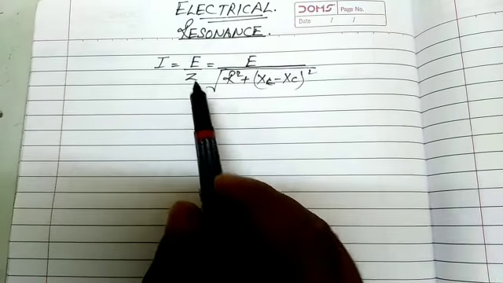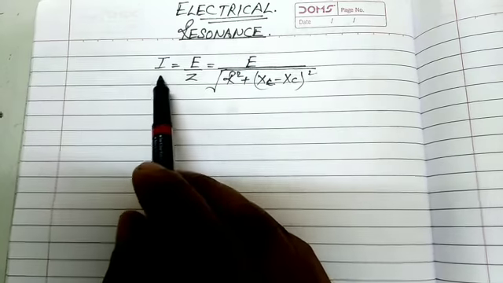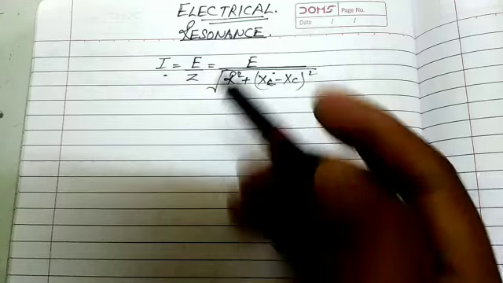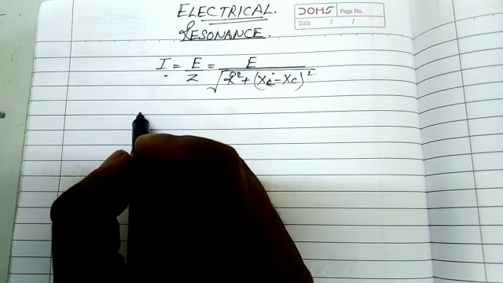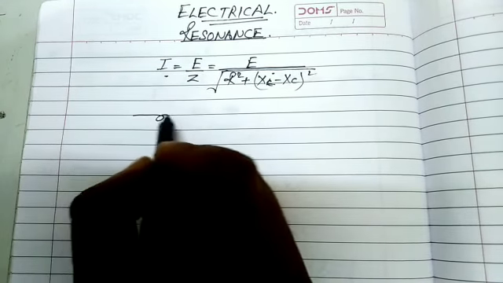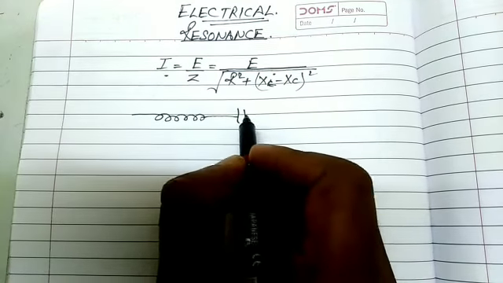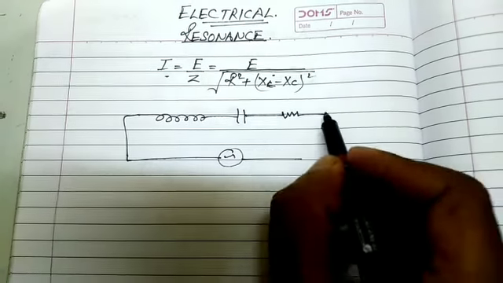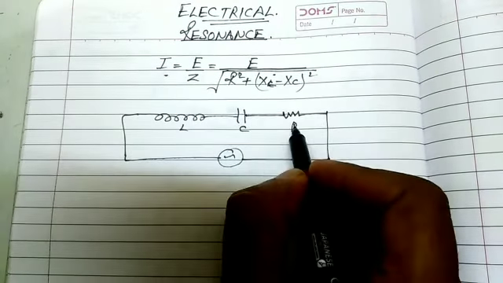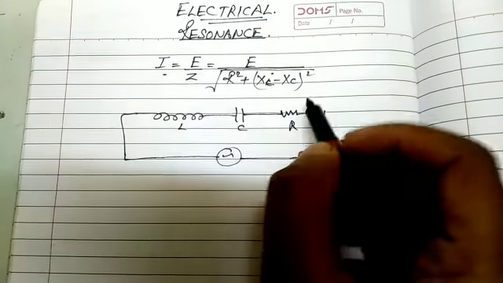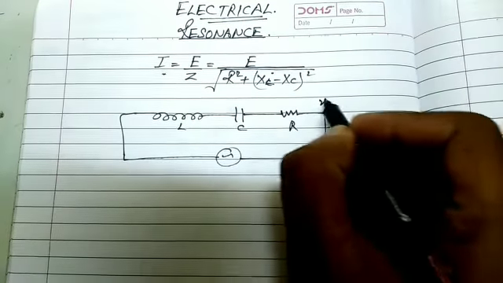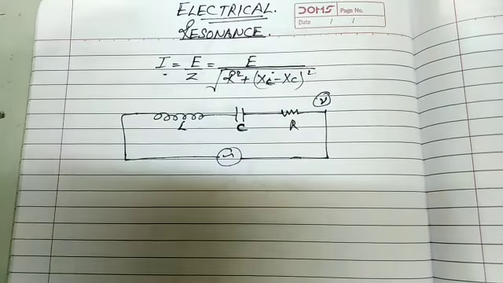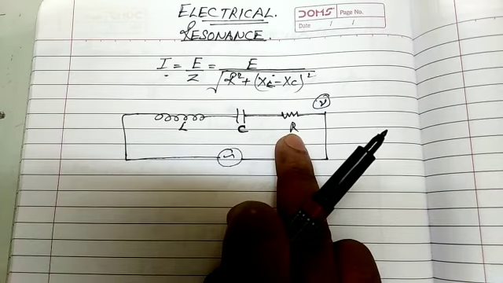So I is equal to E upon Z. This is the current in the LCR series circuit. We know that in an LCR series circuit, we have an inductor, capacitor and resistor in series with an AC supply. But the frequency depends upon C and L only. It is independent of R.